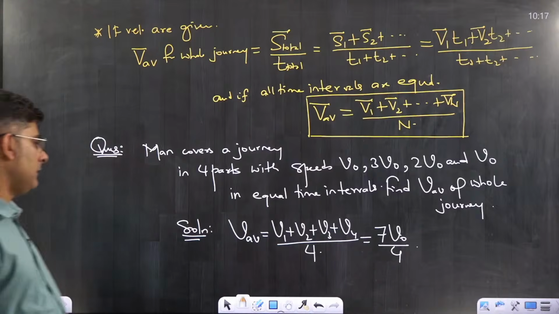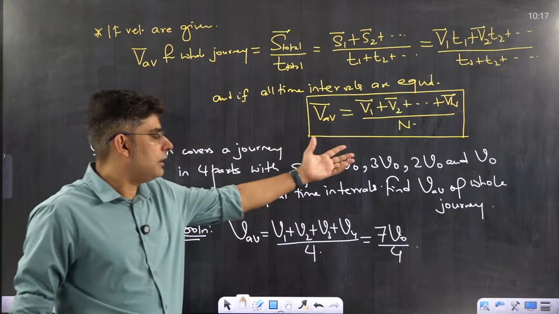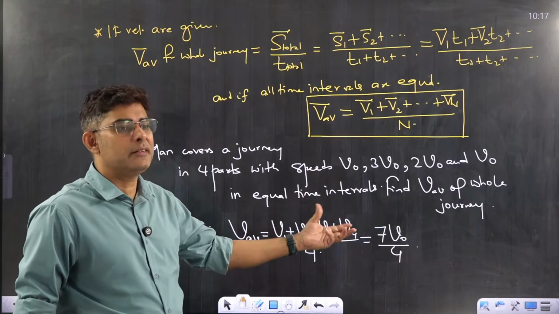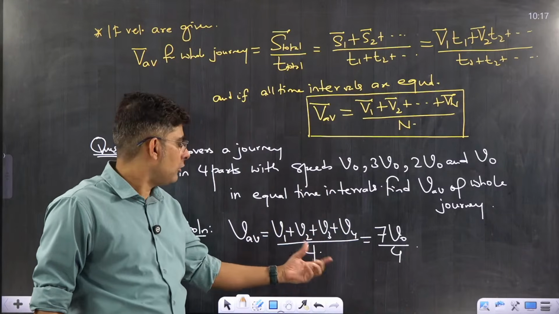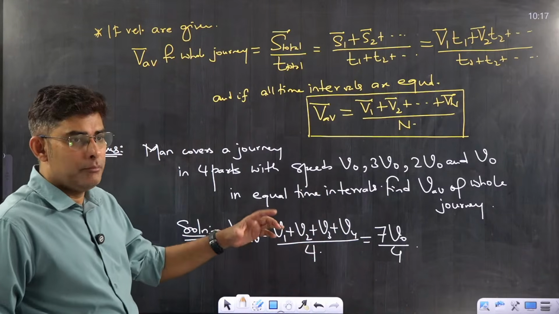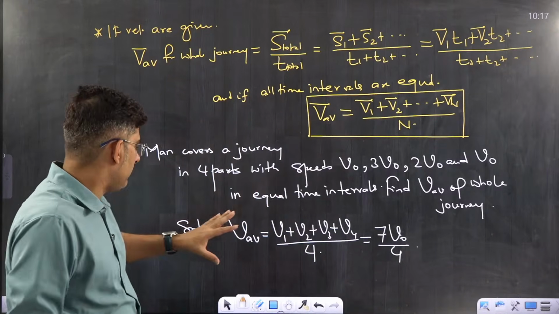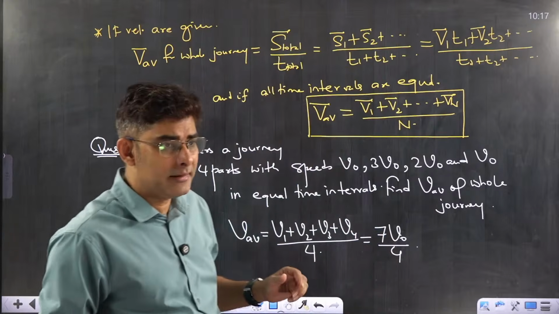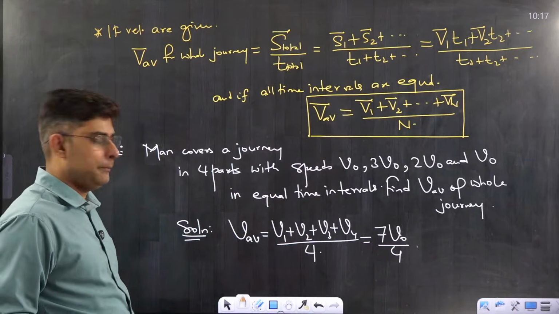And if they say that speeds are given and in each part how much distance is covered is given, in that case also we can find the average speed by just remembering that average speed is total distance by total time. That formula is never going to change. It is always equal to total distance by total time. Yes, correct, it is 7V0 by 4 in this case. I hope this is clear to everyone.